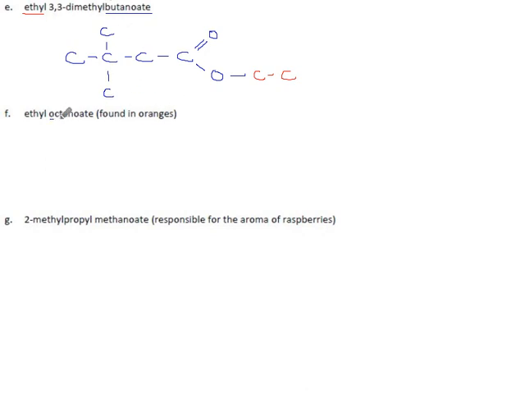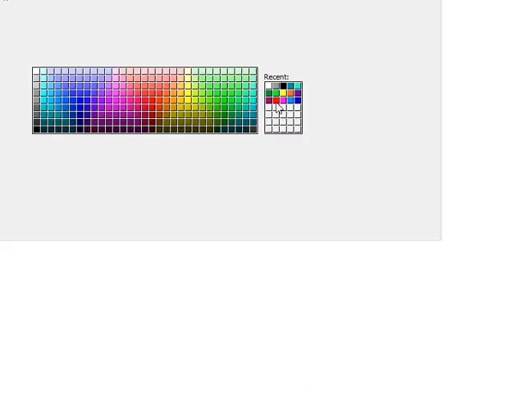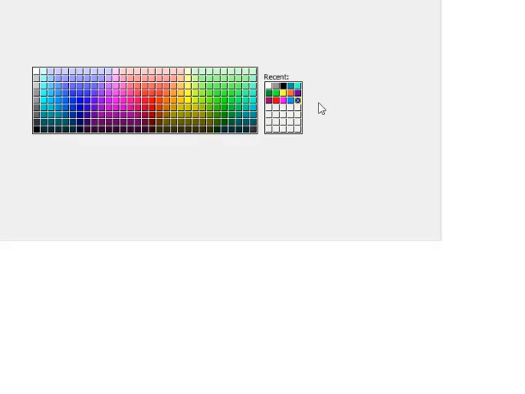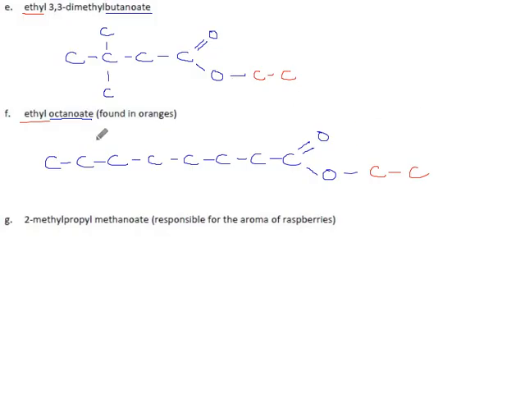Ethyl octanoate is the orange smell, and octanoate means 8 carbons, as in octane. 4, 5, 6, 7. There's octane. Now it's octanoate, and what's on the other side? An ethyl group, meaning 2 carbons. Well, that wasn't so bad. What's happening with this?